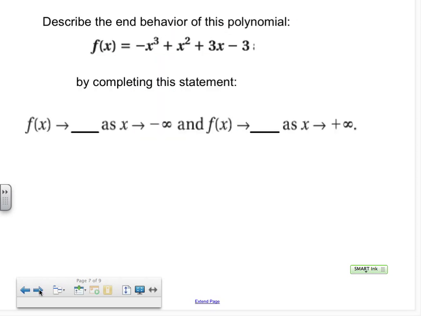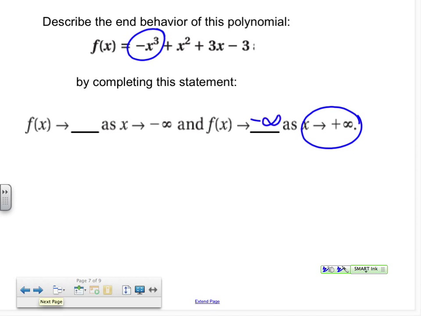So, now we've looked at it graphically, let's look at it symbolically. Describe the end behavior here. What's happening? Again, we just want to take our lead coefficient, our leading term, and take a look. It is negative, so that means our right side is going to negative infinity. And our right side is described as x goes to positive infinity.